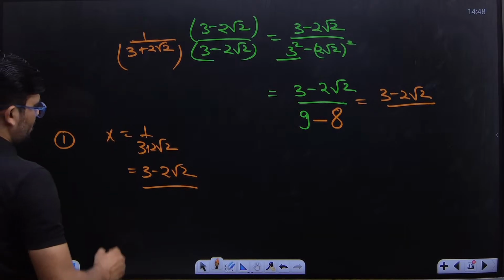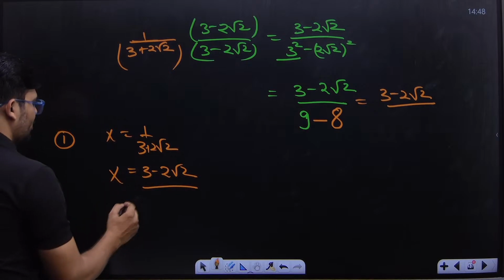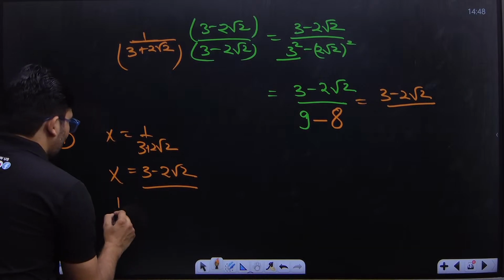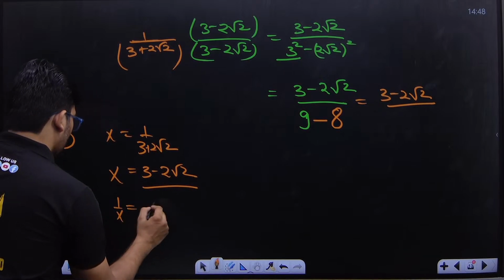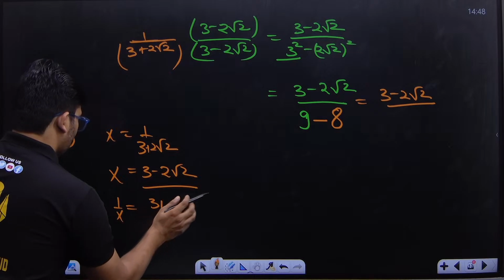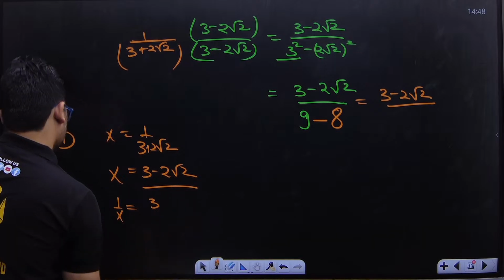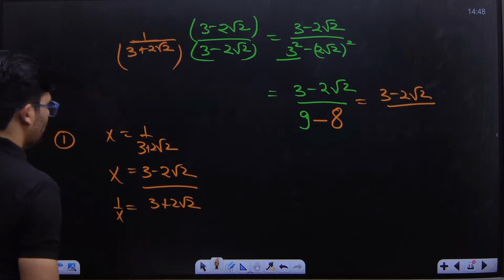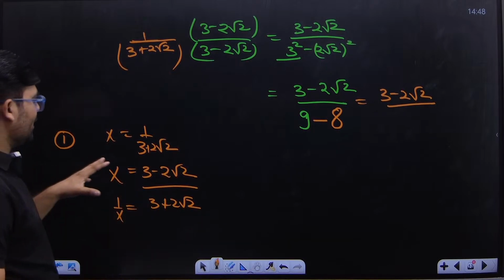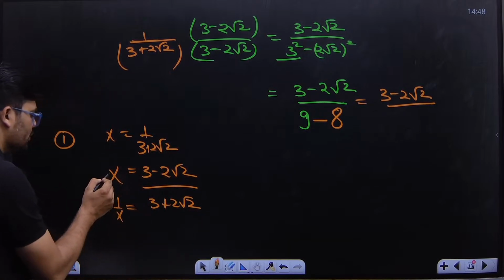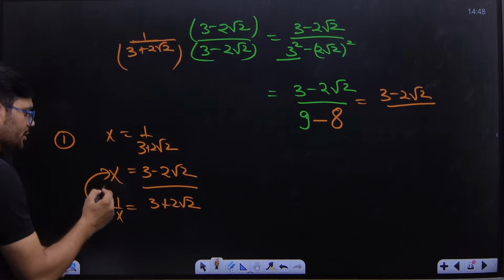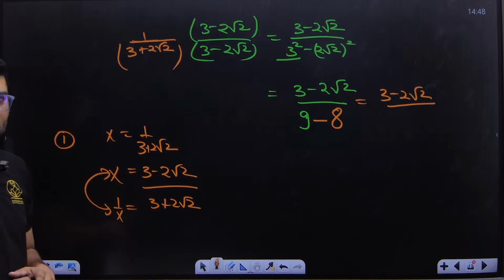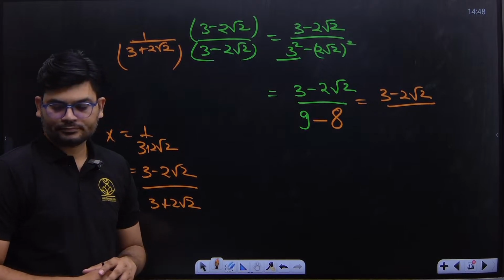So if this is x, then 1 upon x will be equal to 3 plus 2 root 2. Yes, I was right at that part. So the numbers are reciprocal of each other. The conjugates are reciprocal of each other. Are you getting it? Yes, sir.